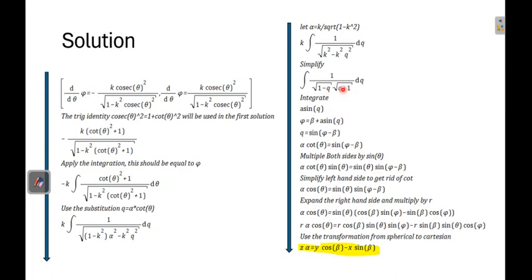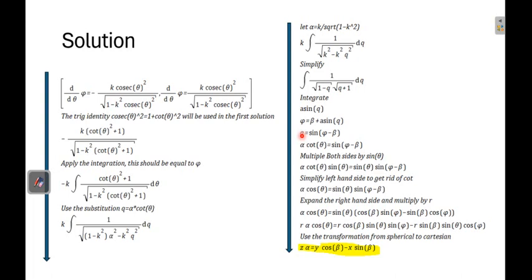And if you remember from the elementary calculus that this is the square root of 1 minus q squared, which is integrated to be sine inverse q. Hence phi is equal to sine inverse q plus the integration constant. Or if we take the sine for both sides and get beta in the left hand side, we'll get sine phi minus beta is equal to q.